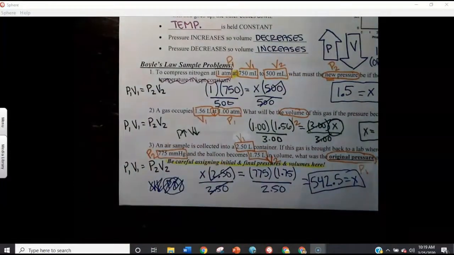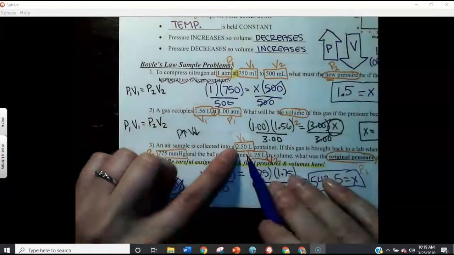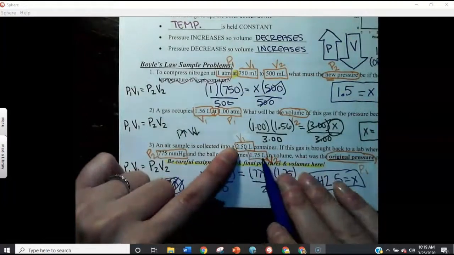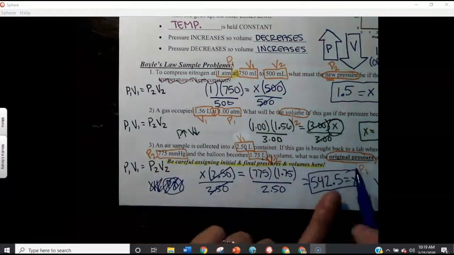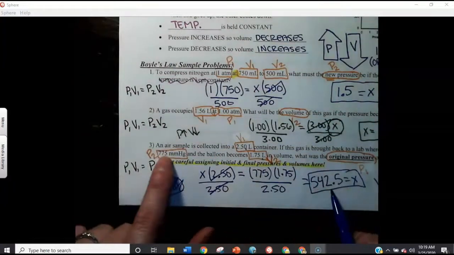Let's ignore what I said there. My first volume was this, and it changed to that. My first pressure was this, and it changed to that.